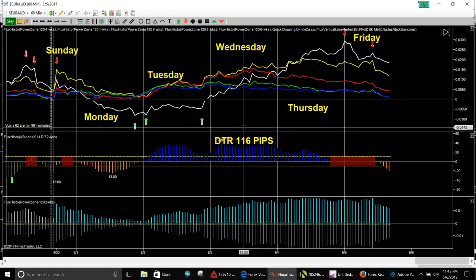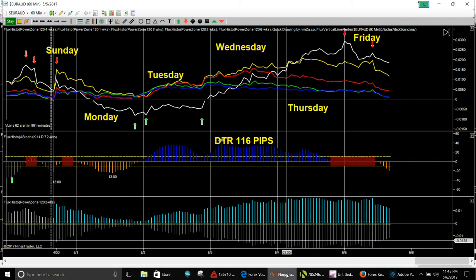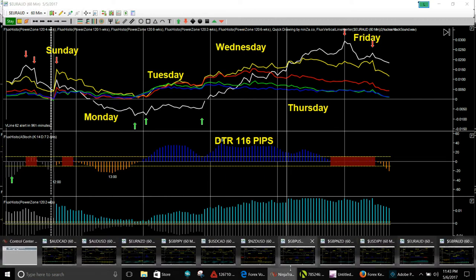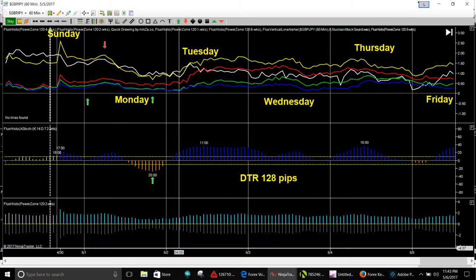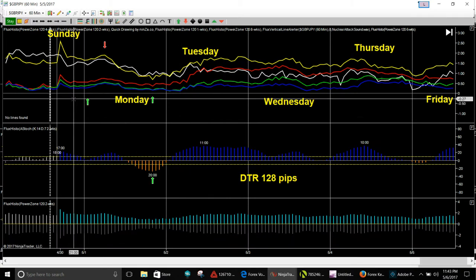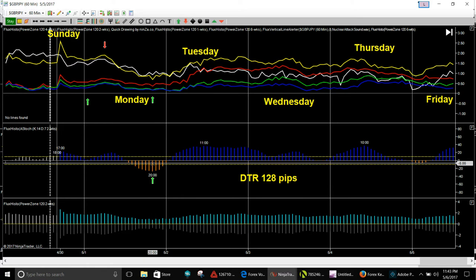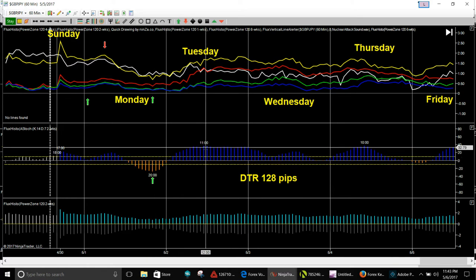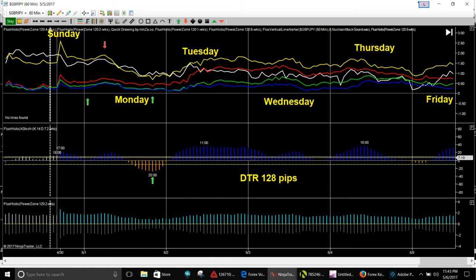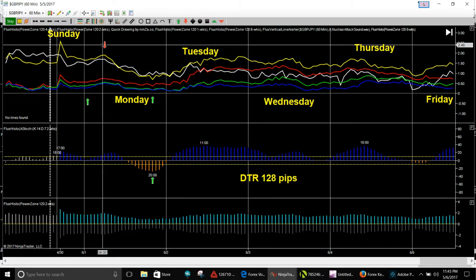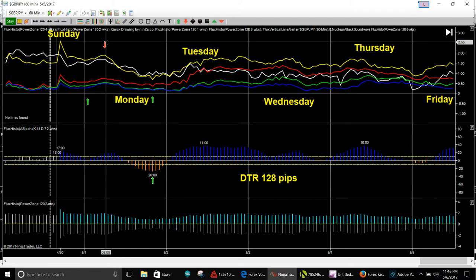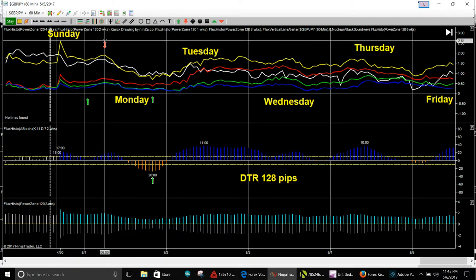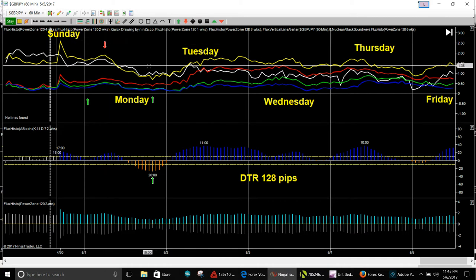Okay, next up is going to be the pound JPY. Again, the JPYs do not look good with the power zone. Not at all. I mean, I could use the histograms, but they don't look good at all. So my first trade on this one will be at 6 a.m. in the morning on Monday. Look for a down move on the Great British Pound JPY.